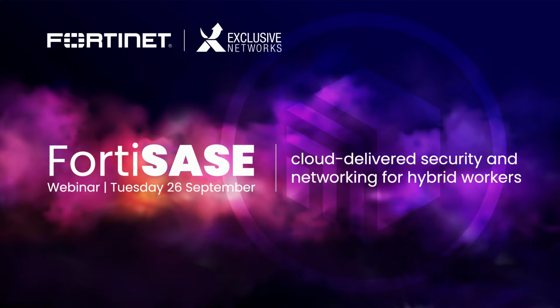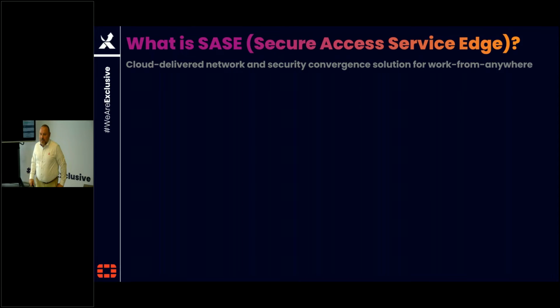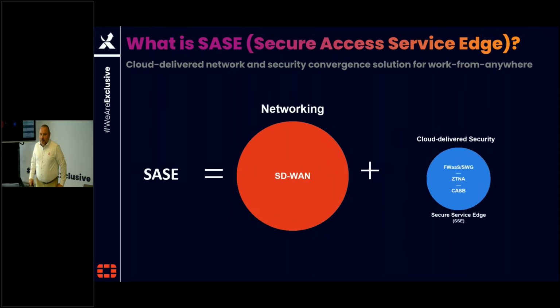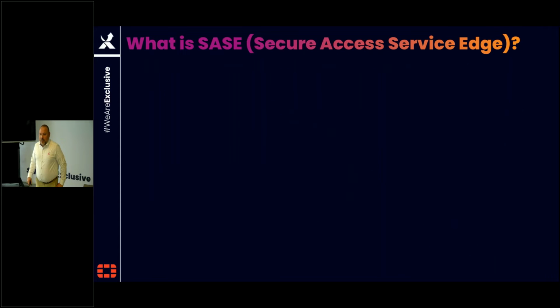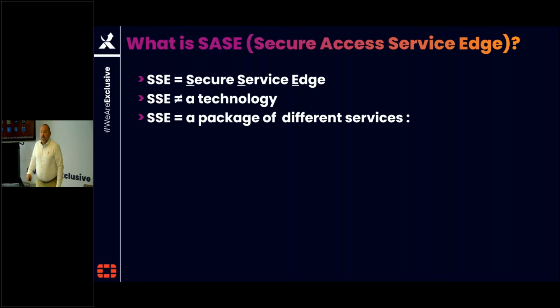So, first of all, what is SASE or Secure Access Service Edge? As most of you might know, this is composed of two big components, being the networking and the security from SASE. The security, this is what we're going to talk about first component. This is also called SSE or Secure Service Edge. This is not a technology, but rather a package of different services. And now let's break down those services. There are four of them.